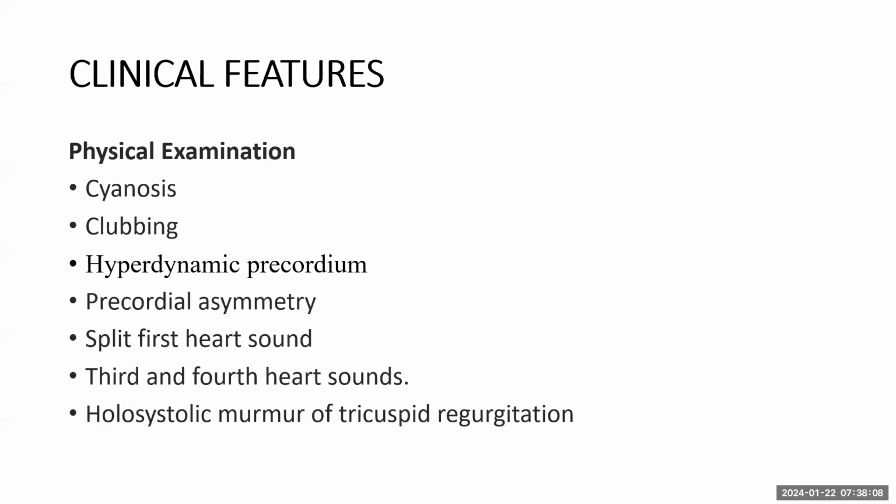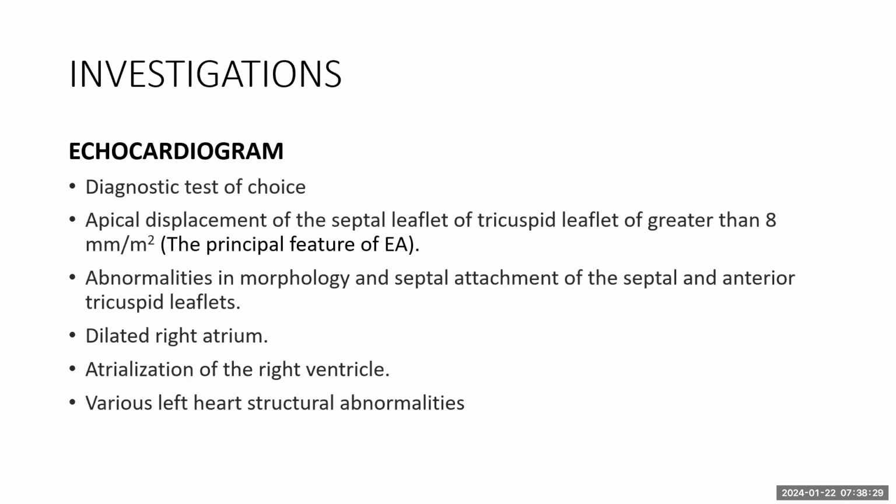So on examination, we can see all these: clubbing, hyperdynamic precordium. Then there is usually a left parasternal prominence, which could lead to precordial asymmetry. Then split first, second heart sound. There's also third and fourth heart sound. And then the holosystolic murmur of tricuspid regurgitation.